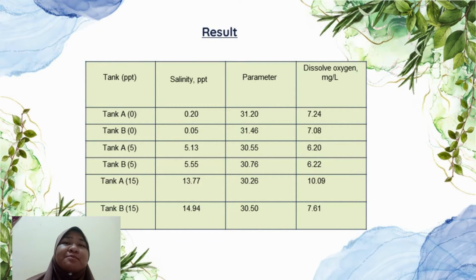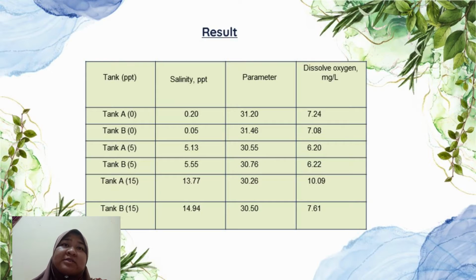For this part, I would like to start with the table of the parameters, which includes the salinity, the temperature, and the dissolved oxygen for each tank. As we can see, for each salinity we are using two tanks, labelled tank A and tank B, and we have three different salinities, which are 0 ppt, 5 ppt, and 15 ppt.